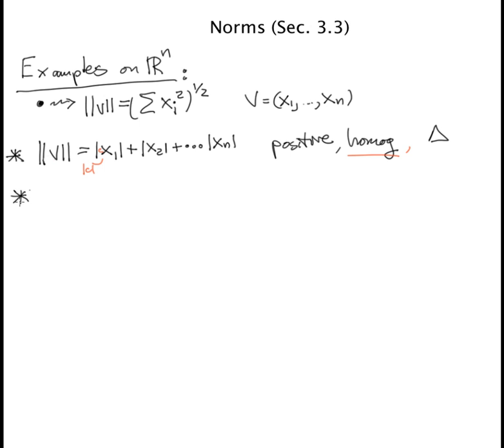Another example, which is kind of an interesting one, is you can take the norm of V to be the maximum of the absolute values of its coordinates.